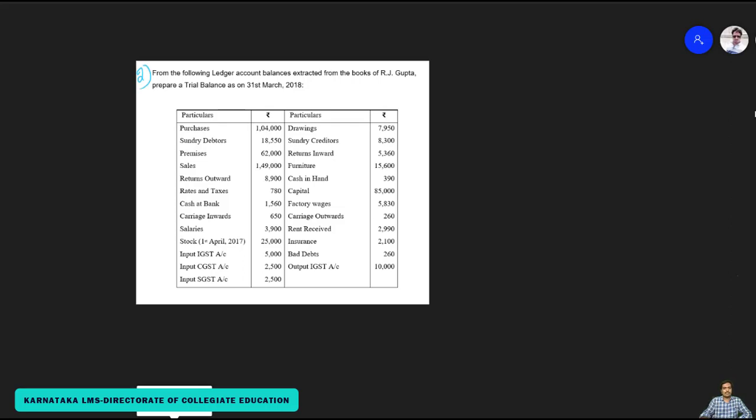So you could see over the screen, from the following ledger account balances extracted from the books of R.J. Gupta, prepare a trial balance as on 31st March 2018. That's the problem. And they have given the ledger account balances. So it is very easy to prepare the trial balance, because directly they have given the ledger account balances.